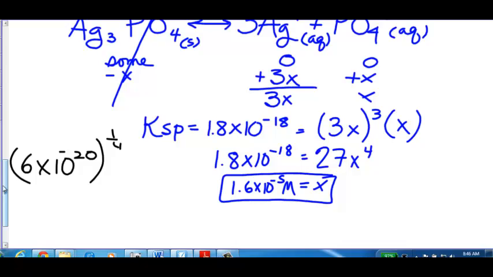One of the more common mistakes is forgetting to cube the 3. Okay, that's one of the more common mistakes. 3 times 3 times 3 is 27, right? 9 times 3 is 27. X to the 4. Okay, so what's the answer?